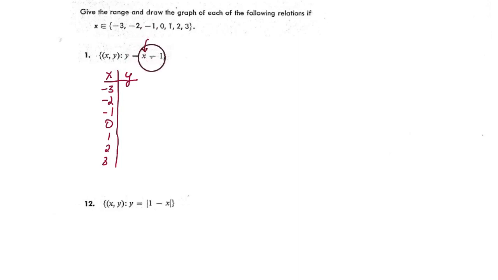Put it right there and evaluate that function rule. Negative 3 minus 1 is negative 4. Negative 2 minus 1 is negative 3. I think I see the pattern.